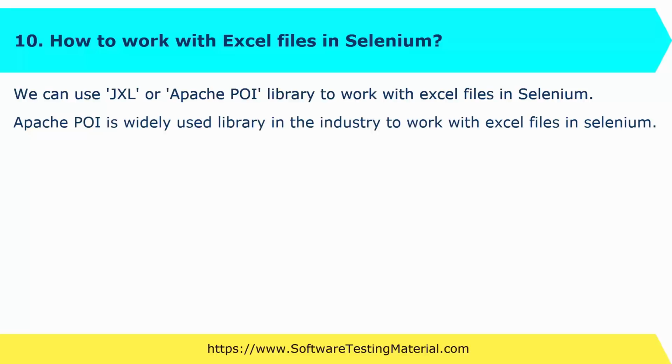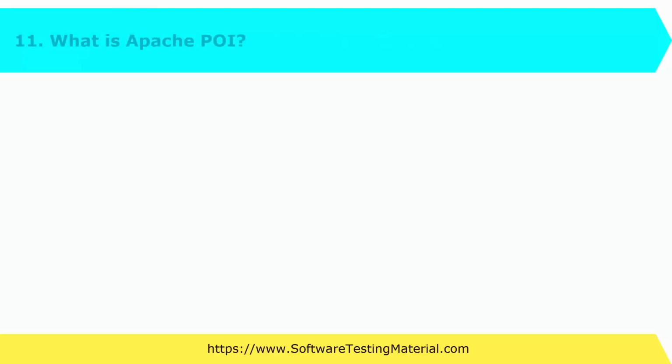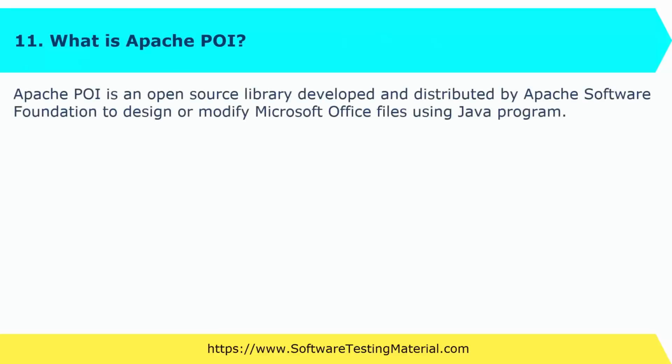As we all know, Selenium supports only web browser automation. We need to get the help of a third-party API like Apache POI to handle Excel files using Selenium WebDriver. What is Apache POI? Apache POI is an open source library developed and distributed by Apache Software Foundation to design or modify Microsoft Office files using Java program.